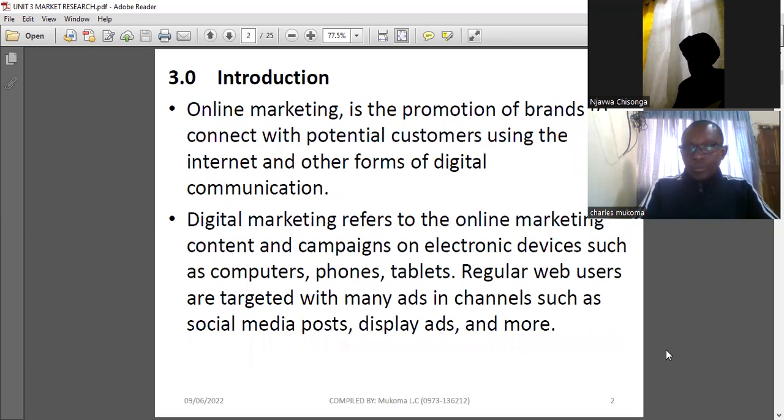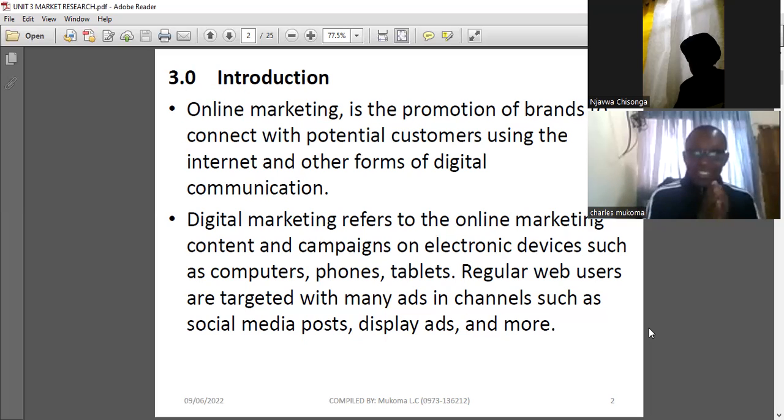So let's look at online marketing. We are just from learning digital marketing. So basically, it's the same thing. We said online marketing, digital marketing, electronic marketing is the same thing. It's the promotion of brands to connect with potential customers using internet and other forms of digital communication. That is what online marketing is.